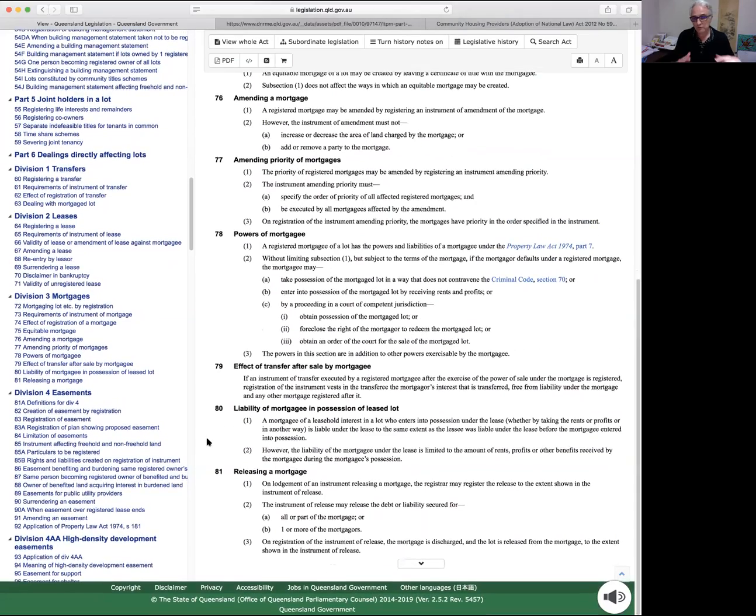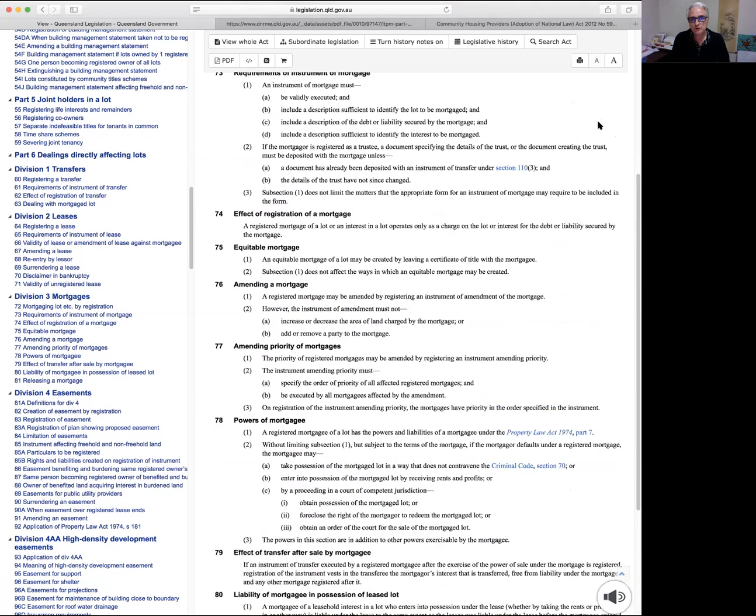And the other provisions dealing with the Torrens nature, the Torrens requirements of a Torrens mortgage. Notice section 78, sub 1, a registered mortgage of a lot has the powers and liabilities of a mortgagee under the PLA Part 7. So there's a cross-referencing there between the PLA Part 7 and Part 6, Division 3 of the LTA, particularly with regard to powers of the mortgagee, and this also involves their capacity to enter into a sale transaction where there's been default by the mortgagor, which is the landowner, or the registered proprietor, or the person that's borrowed the finance to support the transaction and to acquire the property. So just need to be aware of that. Okay, so I'll just stop screen sharing that for a moment and come back to the slides.